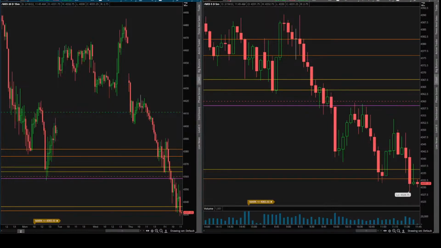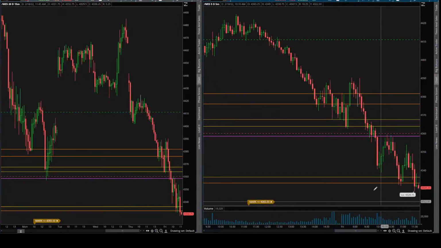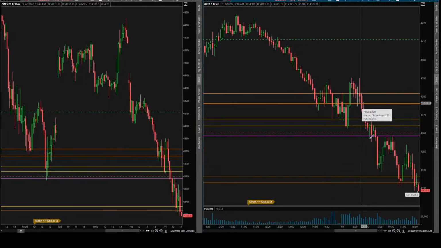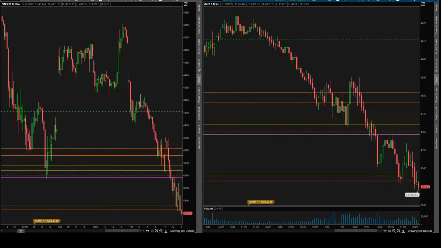All right, new 15-minute candle. 5-minute candle hanging out just here at the low. Tell you, this is what you like to see if you're a short seller. If you shorted this guy up here, it's what you like to see. All right, stops are out, and that's it.